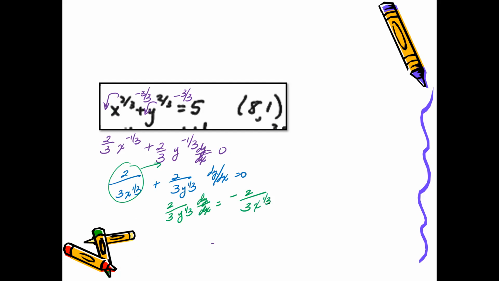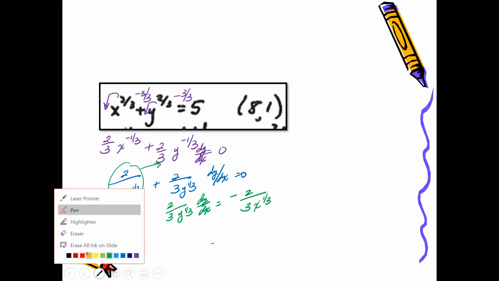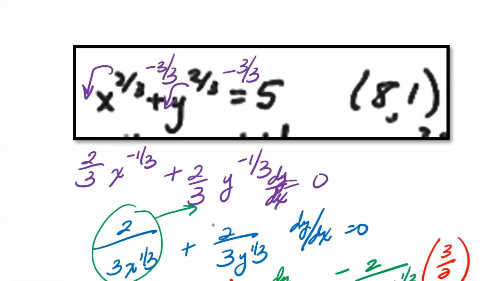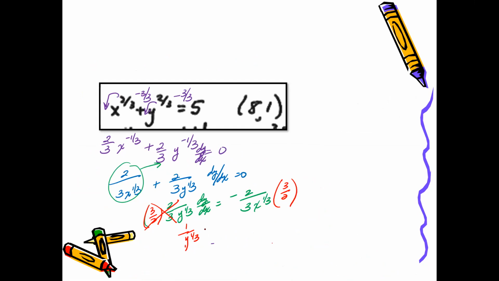Okay, so as I'm looking at this right here, I see that I have a 2 over 3 that I want to get rid of. The opposite of 2 over 3 is to multiply both sides by 3 over 2. So then this part cancels and I have 1 over y to the 1/3 dy over dx equals, 3 and 3 cancel, 2 and 2 cancel, a negative 1 x to the 1/3.